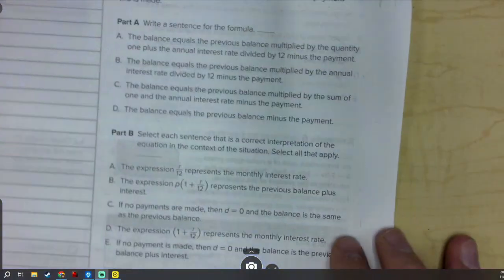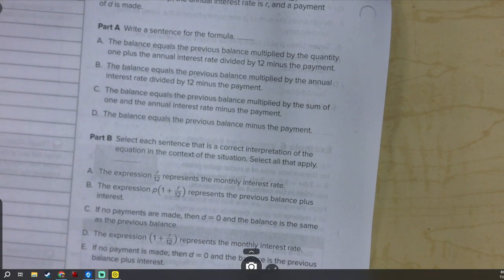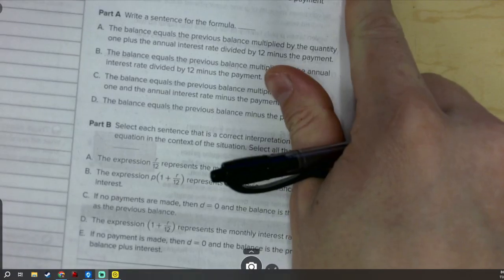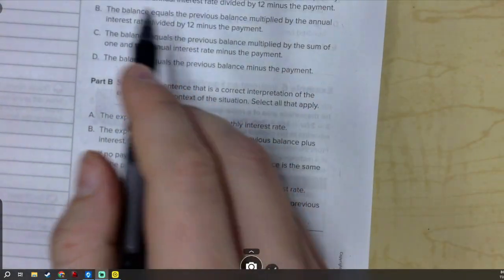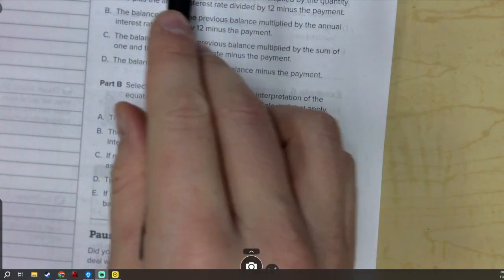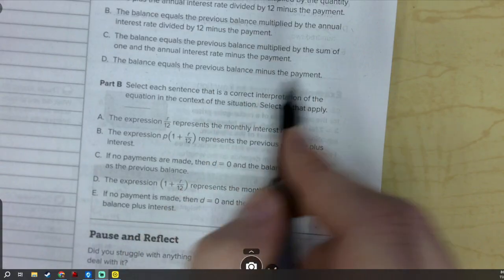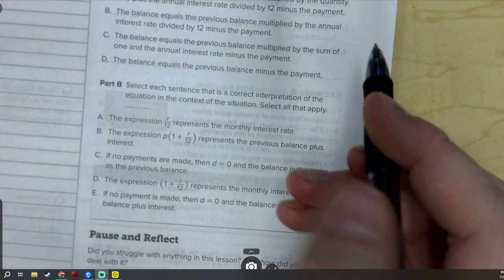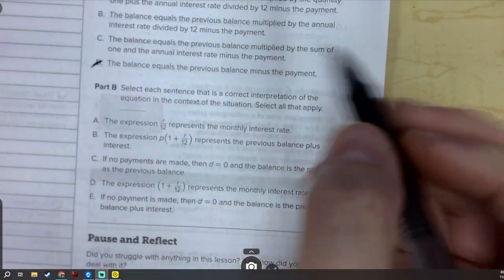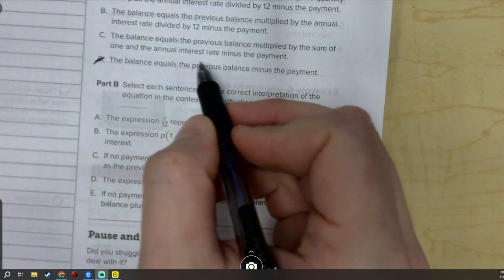All right, last up. The formula for a loan balance is B equals P times 1 plus R over 12, minus D. If the previous balance is P, the annual interest rate is R, and the payment D is made, write a sentence for this. All right. The balance equals the previous balance minus the payment, can't be D. Previous balance multiplied by the sum of 1 and the annual interest rate.